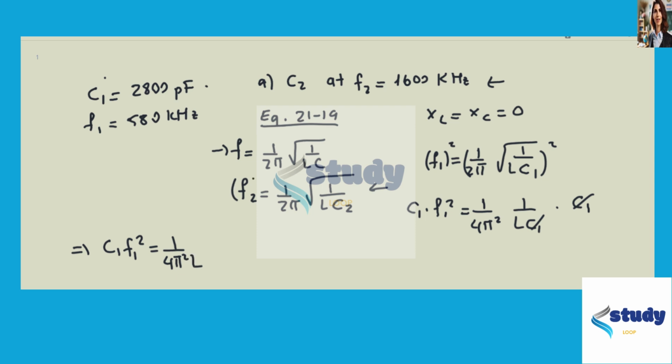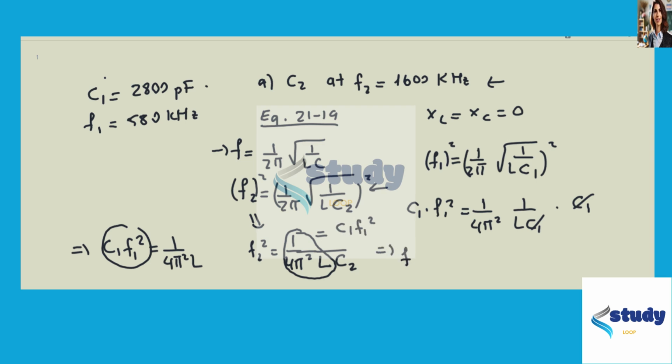Now, let's take the square of this first equation as well. Then F2 squared is going to be equal to 1 over 4 pi squared times L times C2. Then now we know what this term is, right? In terms of C1 and F1, this equals, as you see, C1 F1 squared. So if you rewrite, F2 squared equals C1 F1 squared over C2. My apologies. Yeah, C2.